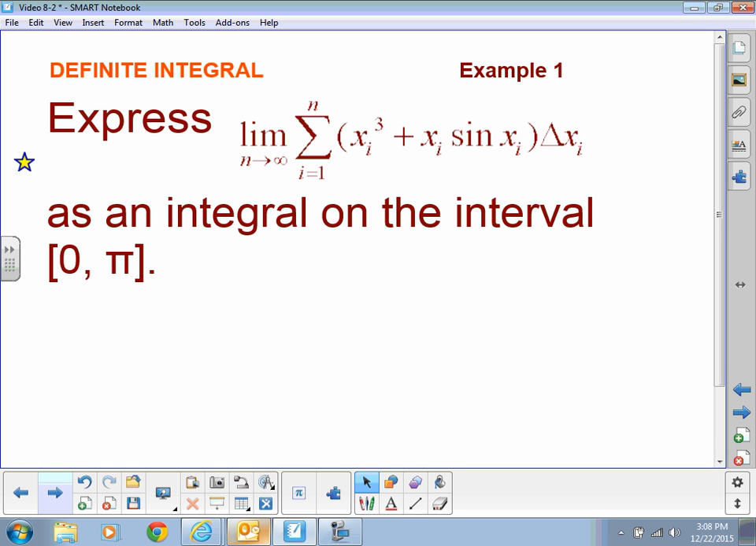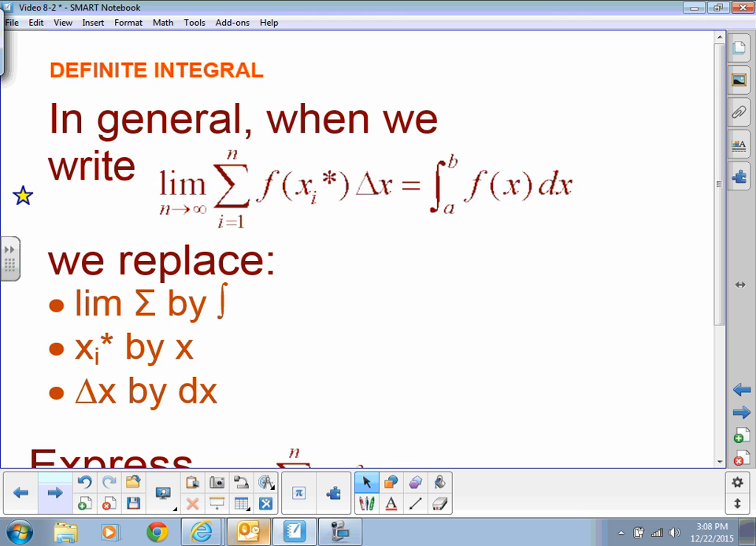We will use this with what's called integral notation. And we're going to use this function we see here, and we'll do it from 0 to pi. So in general, the limit and the summation is going to get replaced by an integral sign. Okay, and on the right side of the equal sign there, you see our integral. Then we'll have our function where we'll have x's instead of xi's. And then delta x gets replaced by dx.